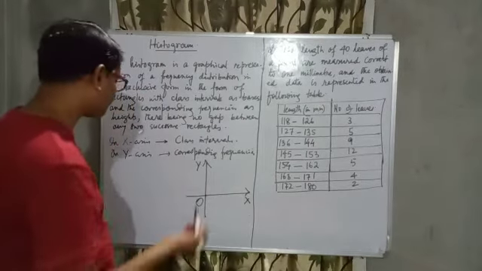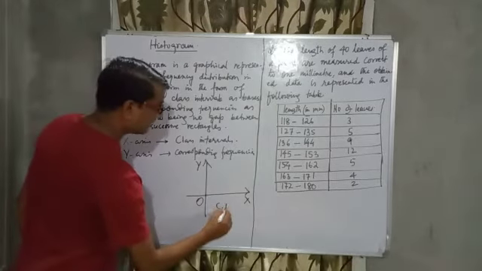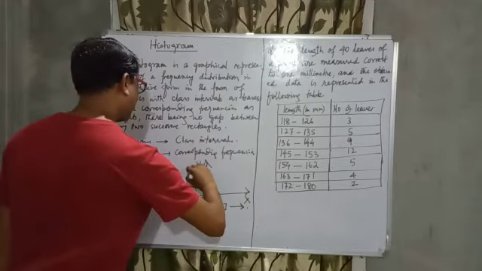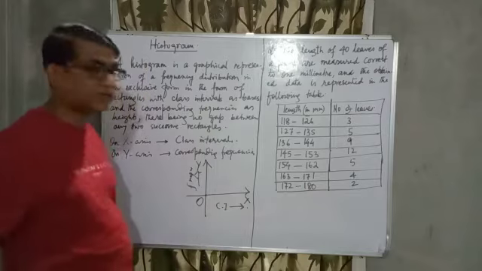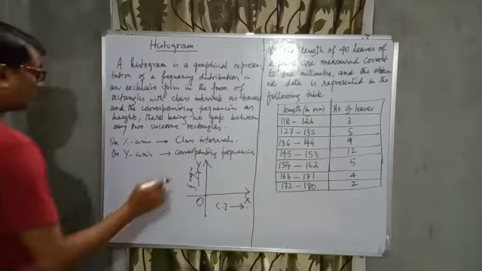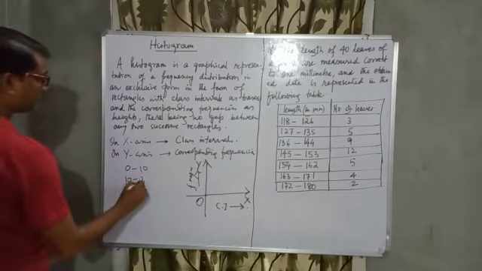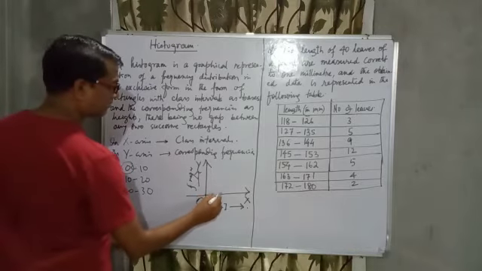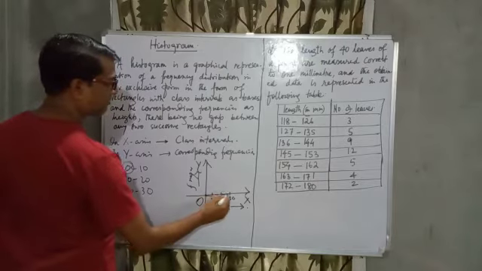That is the origin. Along the x-axis we take the class interval, and along the y-axis the frequency. But be careful here. If the intervals are 0 to 10, 10 to 20, 20 to 30, we start from 0: this is 0, 10, 20, 30, in this way.